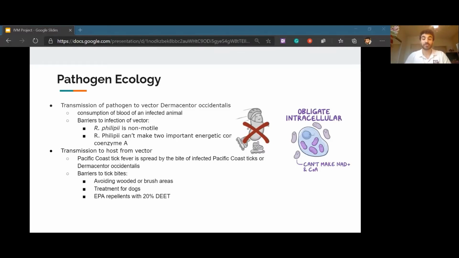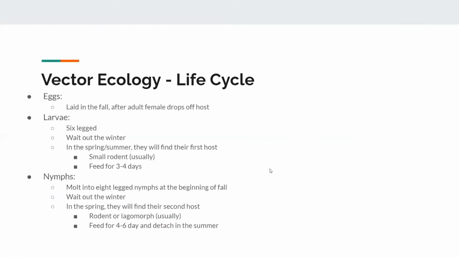And finally, shower or bathe as soon as possible after returning from a tick habitat or a wooded area or brush areas. Let's talk about the life cycle of Dermacentor occidentalis, or the Pacific coast ticks. Eggs are laid in the fall, about 3 weeks after the engorged adult female drops off the host. It takes about 1 month to hatch into 6-legged larvae.